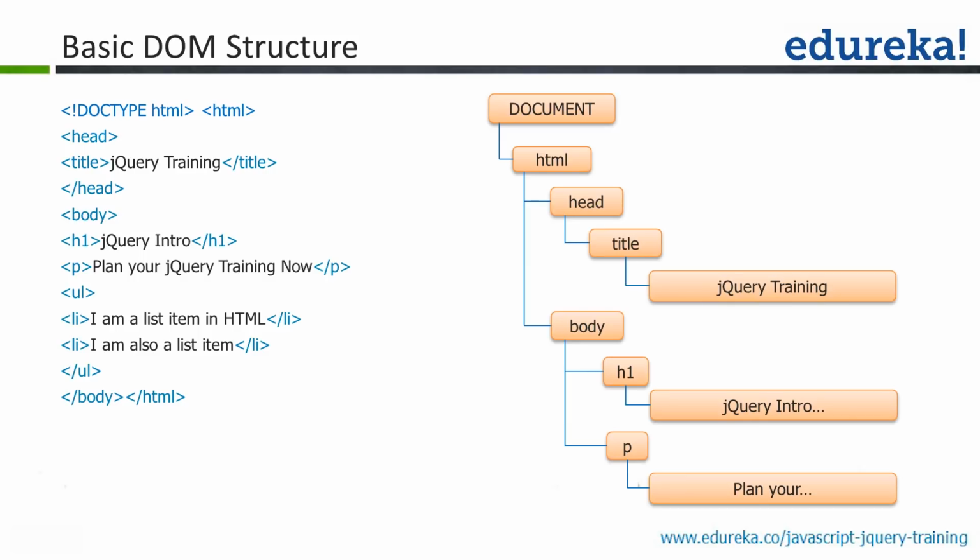Or if it's a document, like let's suppose you're dictating a document to somebody, okay, the heading should be jQuery training. Start with the subheading jQuery intro, then start with the paragraph, plan your jQuery training now. So that is sort of the way that the browsers work. This HTML is essentially directions. They are essentially directions to the browser.